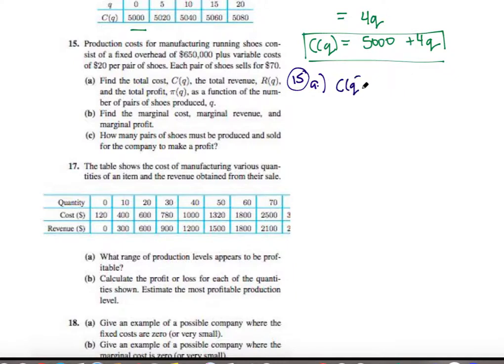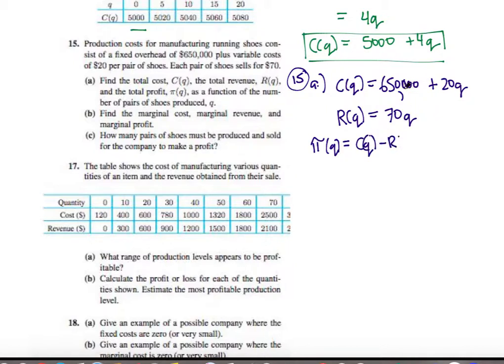I'll start with my cost function. My cost function has a fixed cost of $650,000 plus an additional 20 per pair of shoes. And so this is my cost function. My revenue function is a simple one, so it's just $70 per pair of shoes that I sell. So my profit function, again, is going to be the difference in these two. C of Q minus, I did this backwards, it's revenue minus cost.